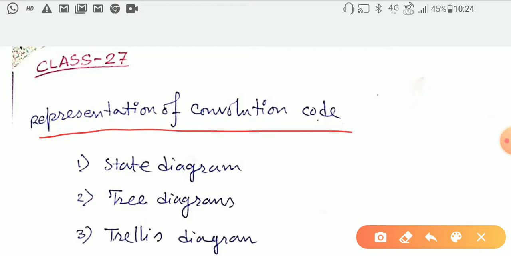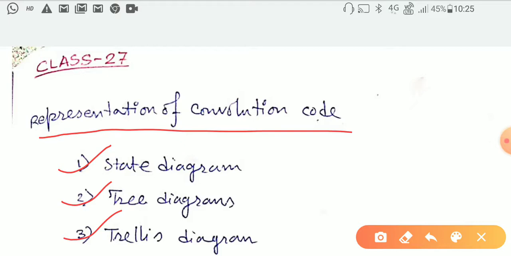For the representation of convolution code, there are three ways it can be represented. The first one is the state diagram, the second one is the tree diagram, and the third one is the trellis diagram. Each of these three diagrams is the most effective one for representing the convolution code in its own way.